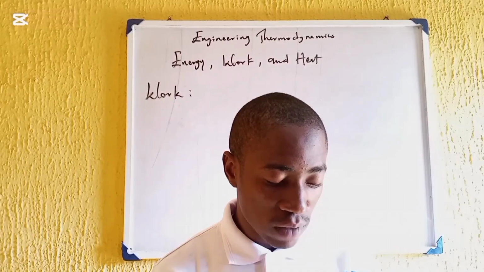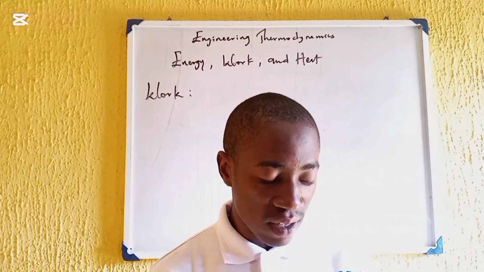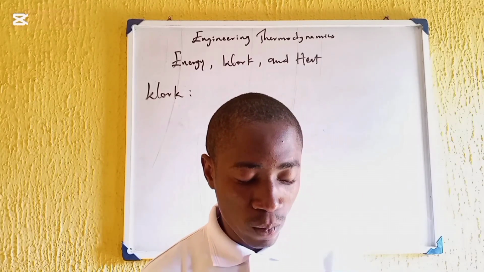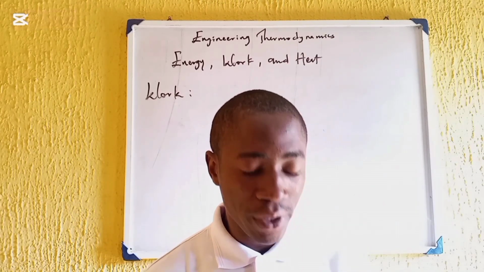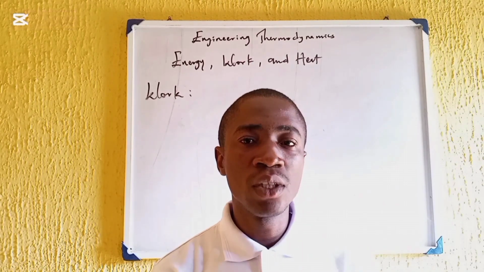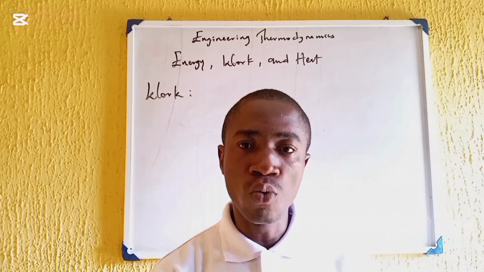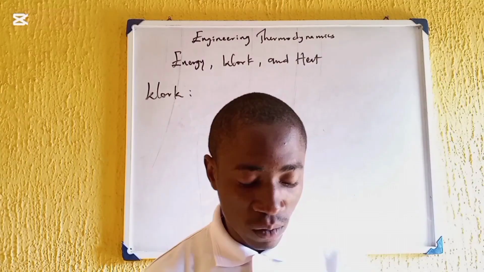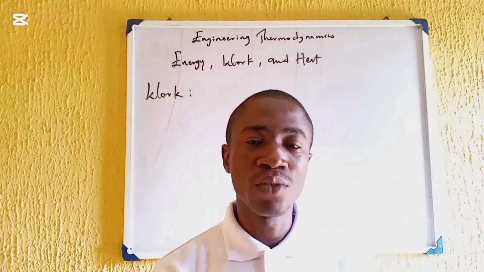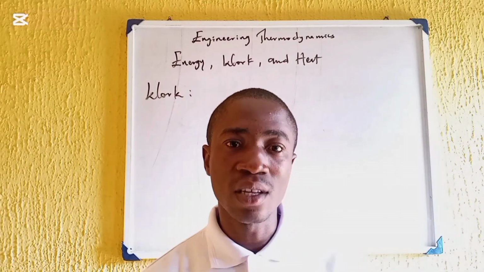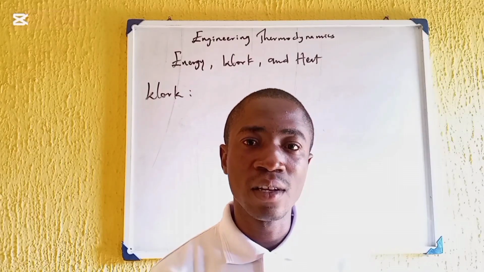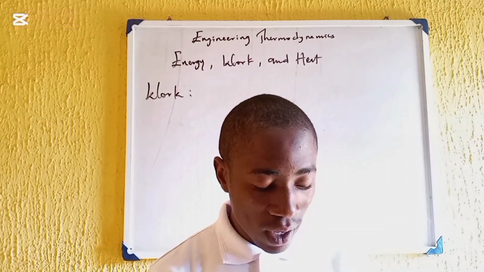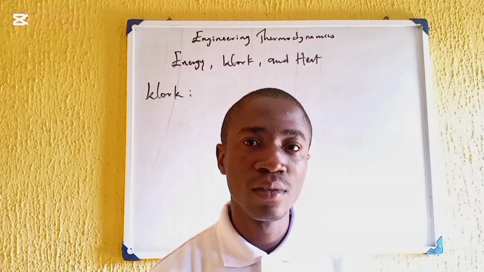Work is the energy transfer across the boundary of a system that occurs due to a force acting through a distance and not due to a temperature difference. So in thermodynamics, energy can be transferred through work or heat. In the case of work, it occurs due to force acting through a distance, which means that when a force acts through a distance, energy is transferred. And that form of transfer is called what? Work.